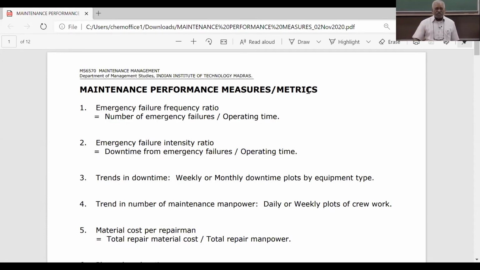The documentation, the correctness of the documentation, the frequency of the documentation, the formats of the documentation, all of which will be in your charge when you take charge of the maintenance function. So please do take a look.